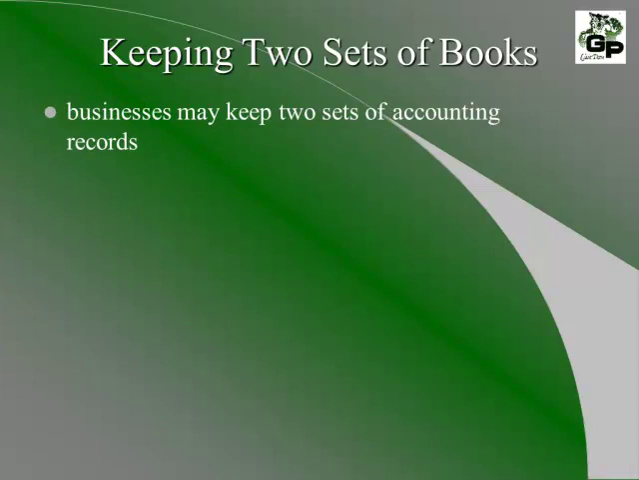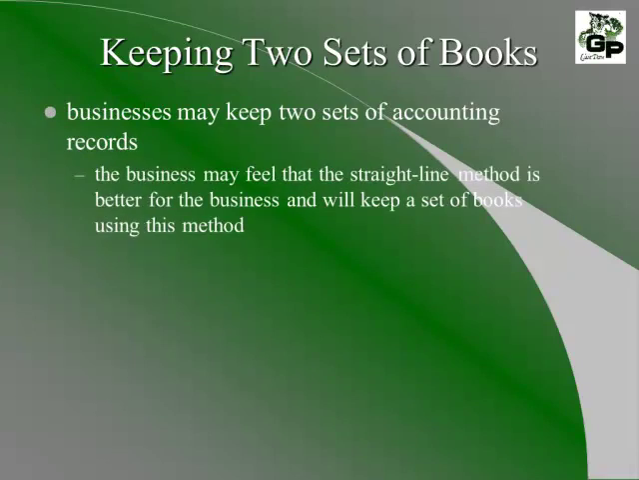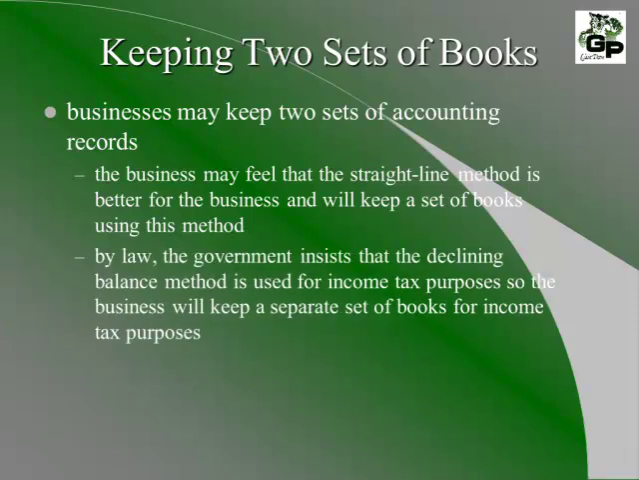Businesses may keep 2 sets of accounting records. The business may feel that the straight line method is better for the business and will keep a set of books using this method. By law, the government insists that the declining balance method is used for income tax purposes, so the business will keep a separate set of books for income tax. This is absolutely legal. As long as they use the right set of books for the right purpose, it's allowed by the government.